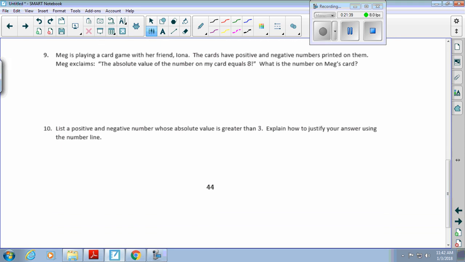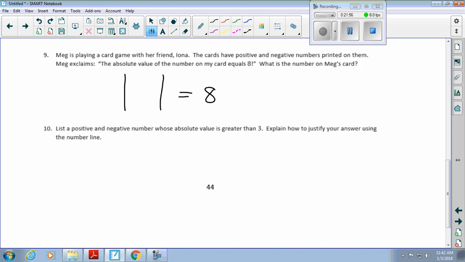All right, Meg is playing a card game with her friend Iona. The cards have positive and negative numbers printed on them, and Meg exclaims, because she loves to brag, the absolute value of the number on my card equals 8. So the absolute value of her card equals 8. That's not an 11. That's absolute value.